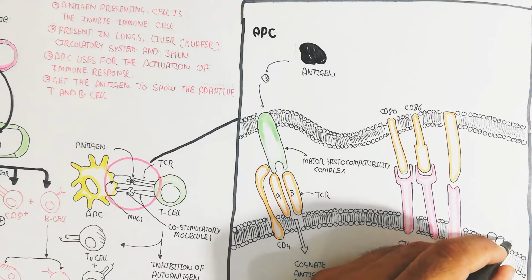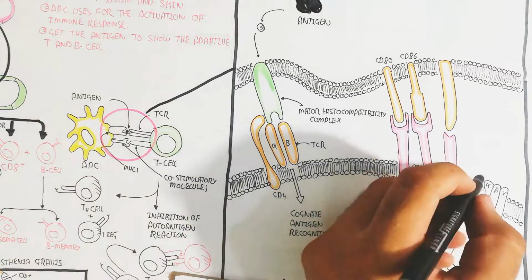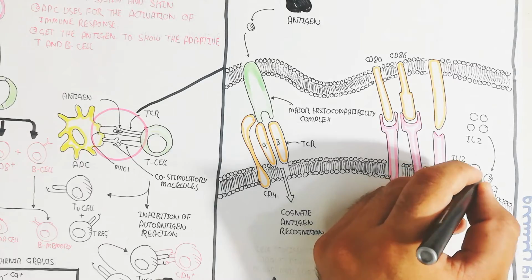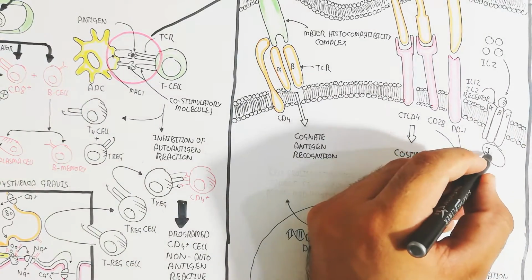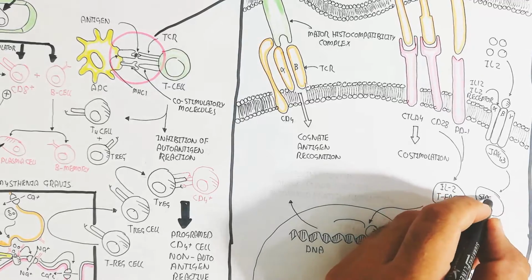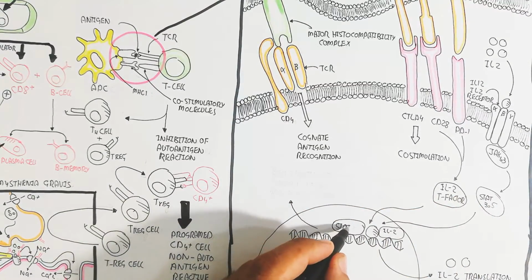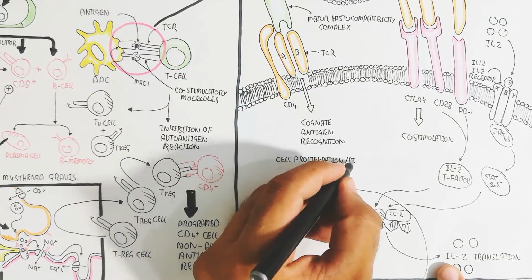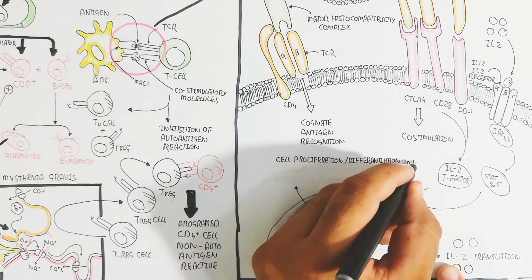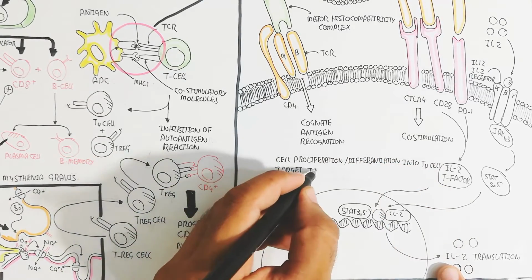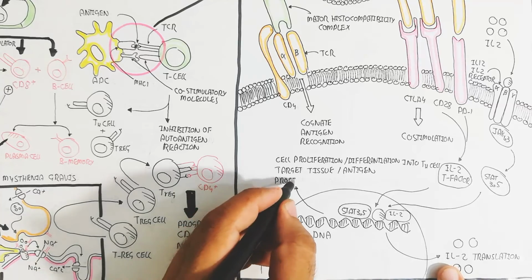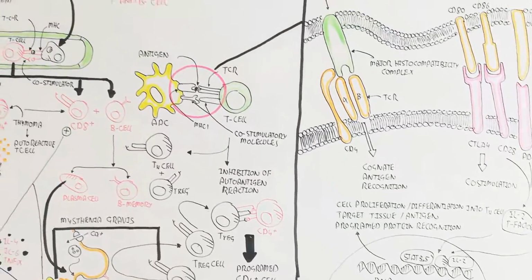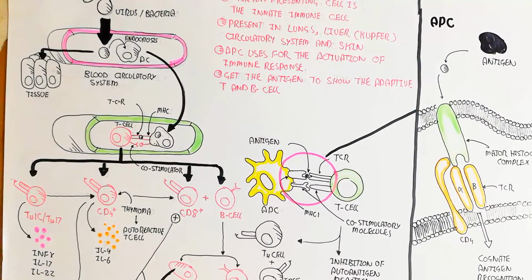So here is the T cell receptor, interleukin 12 and the interleukin 2 receptor, which binds interleukin 2 via alpha, beta and gamma subunits to recruit JAK 1 and 3, which dock STAT 3, 4 and 5, and then bind with the DNA for cell proliferation and differentiation into T helper cells, target tissue antigen, programmed protein recognition, and in this way proliferation to form a T regulatory cell. That is the antigen presenting cell, dendritic cell function.